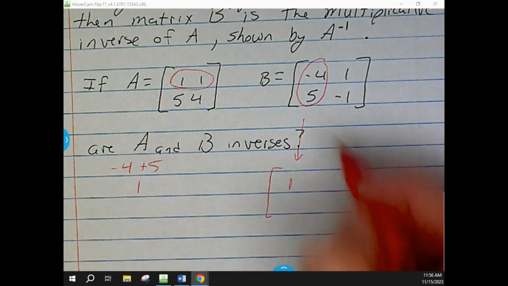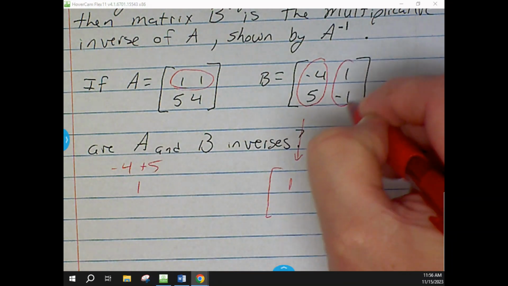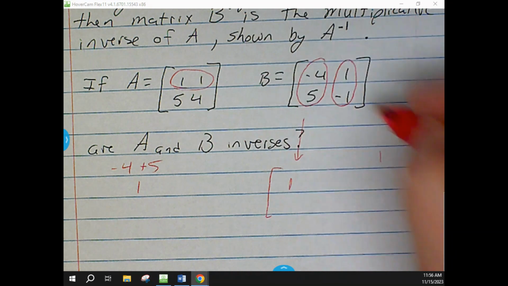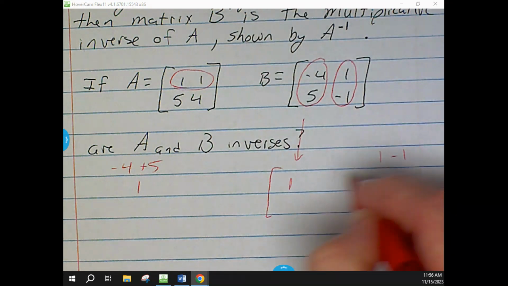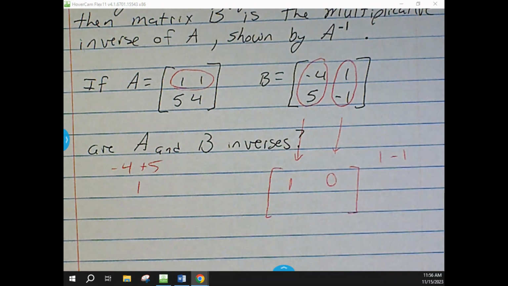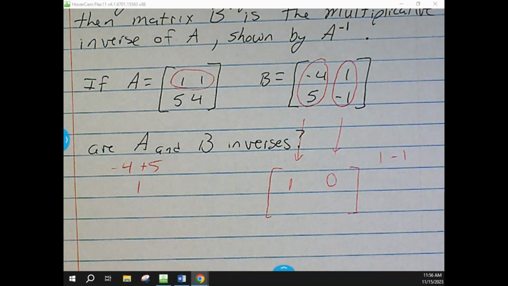Okay. And then we're going to do the first row times this column. So we've got 1 times 1 for 1. We've got 1 times -1 is -1. 1 minus 1 is 0. Okay, so far so good.